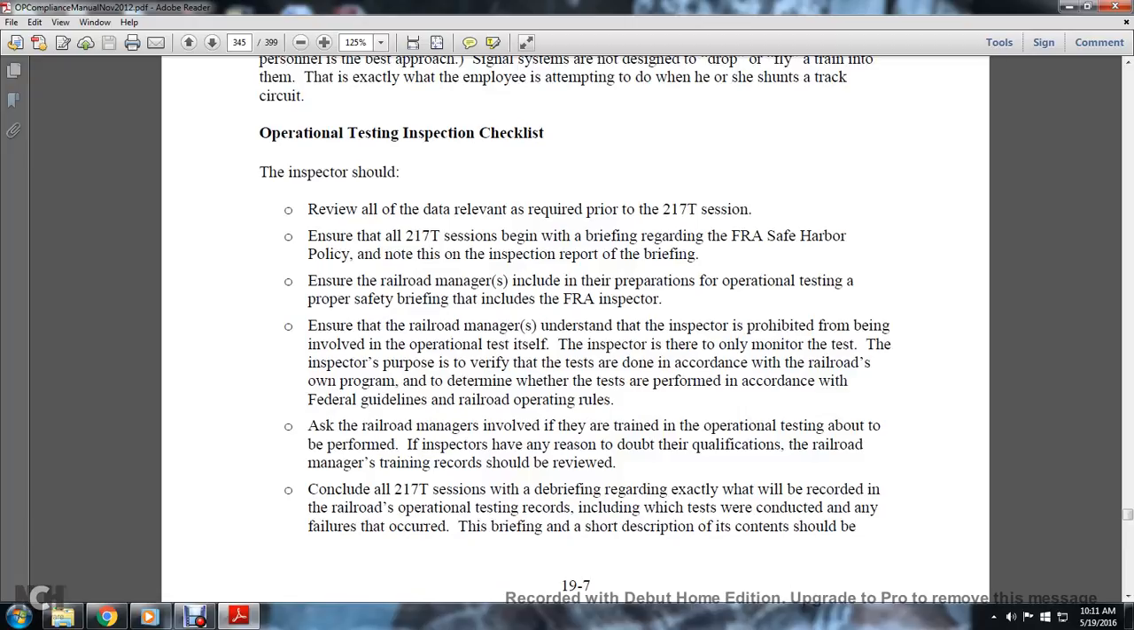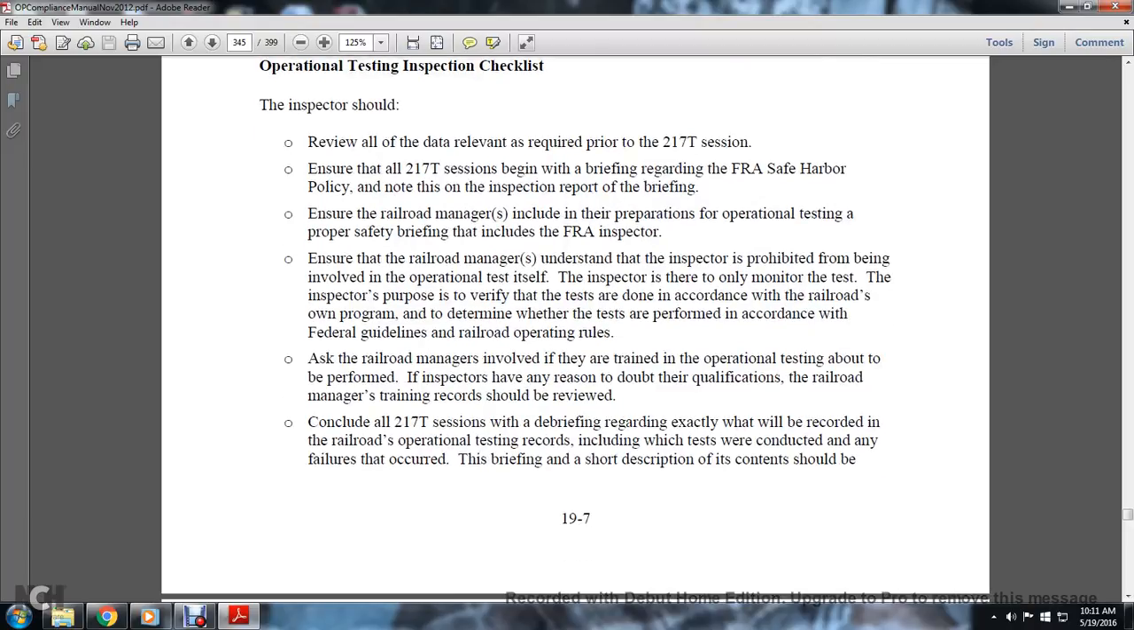Operational testing inspection checklist. The inspector should review all the data relevant to the required information prior to the 217 testing session. All the 217 sessions begin with the briefing regarding the FRA safety harbor policy. Note the inspection reporting of the briefing. Ensure the railroad managers include the preparation of the operational testing of the proper safety briefing, which will include the FRA inspector. Ensure the railroad managers understand the inspector is prohibited from being involved with the operational testing itself.